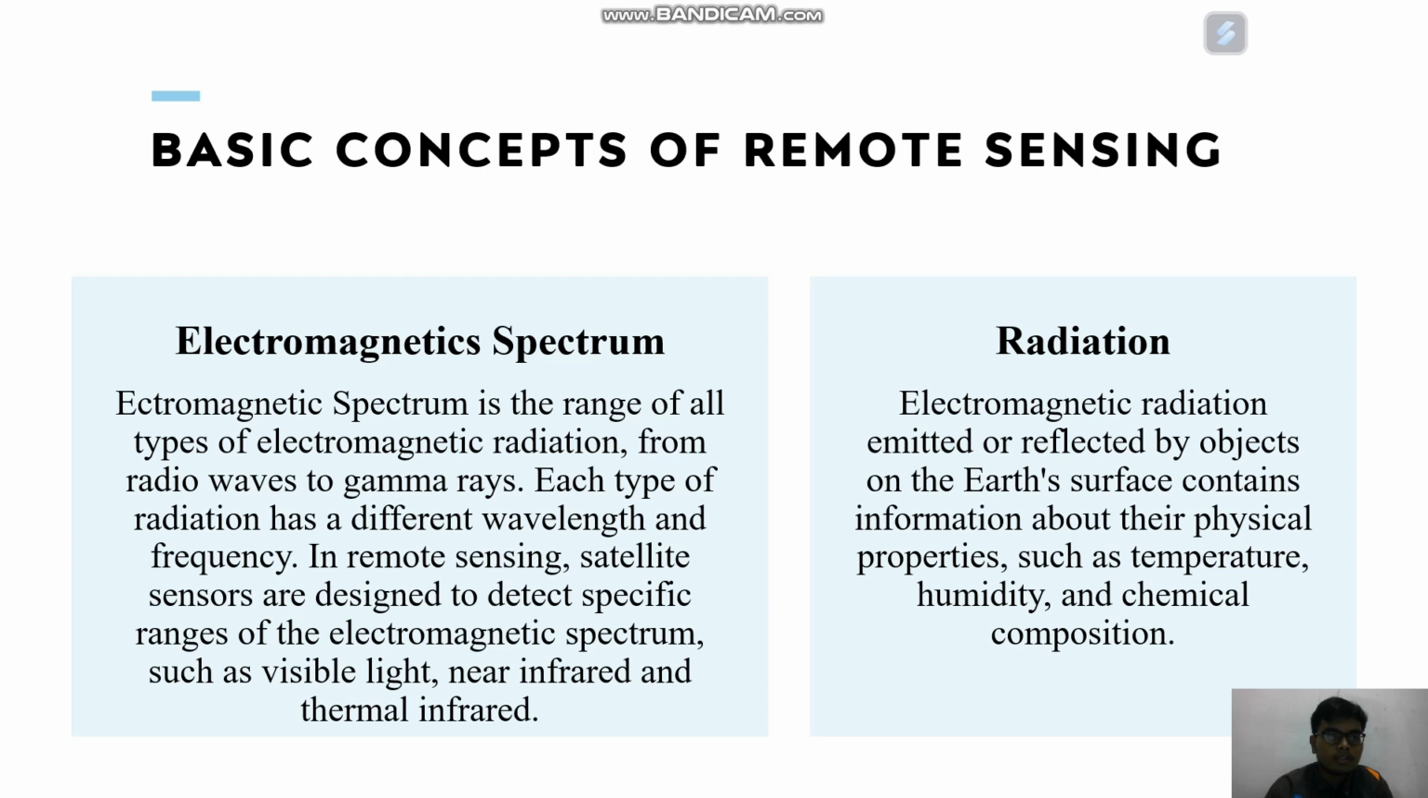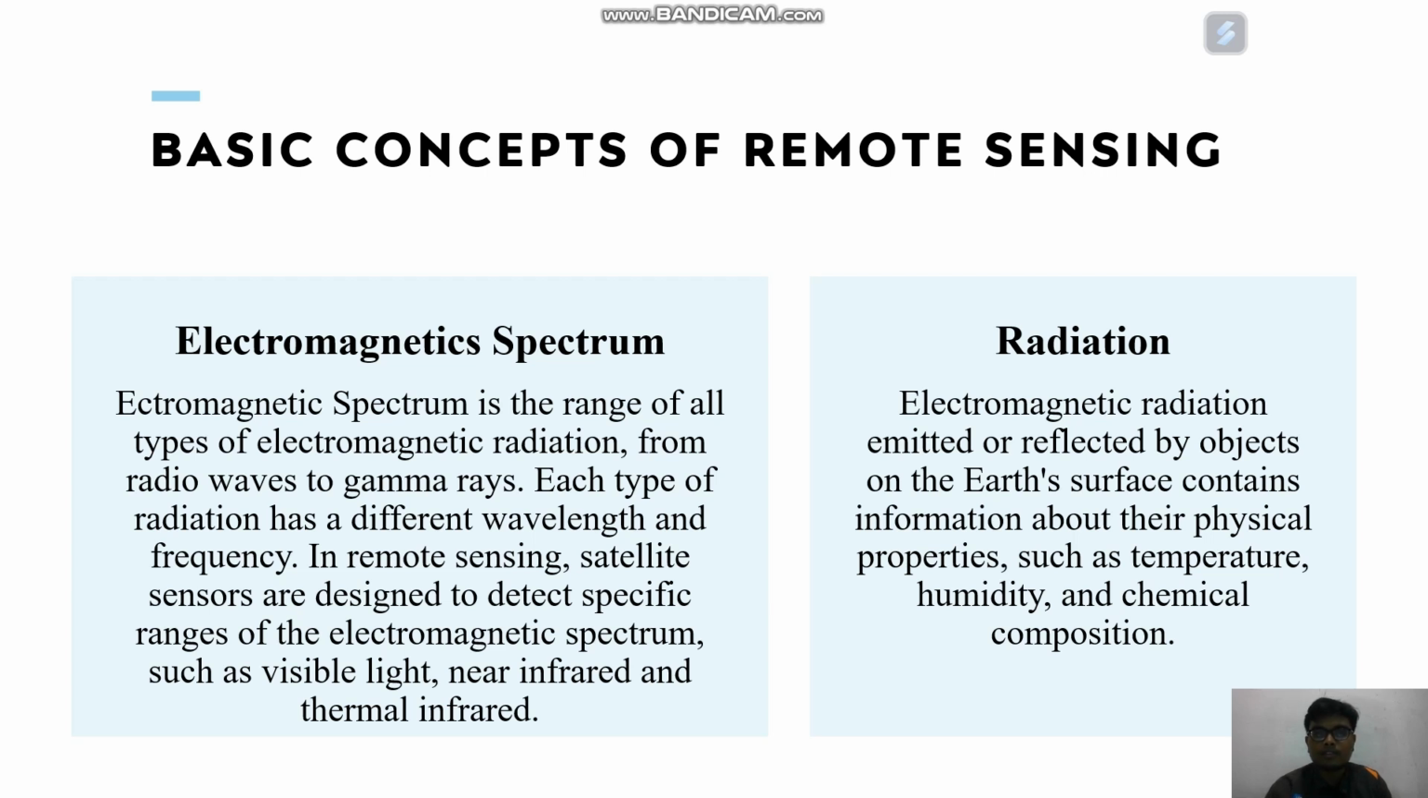First is the electromagnetic spectrum. The electromagnetic spectrum is the range of all types of electromagnetic radiation, from radio waves to gamma rays. Each type of radiation has a different wavelength and frequency. In remote sensing, satellite sensors are designed to detect specific ranges of the electromagnetic spectrum, such as visible light, near-infrared, and thermal infrared.